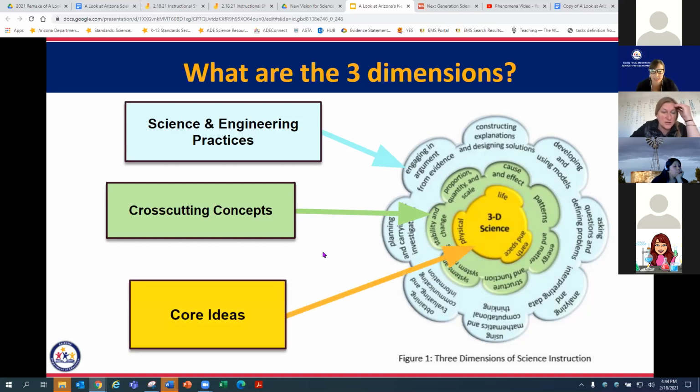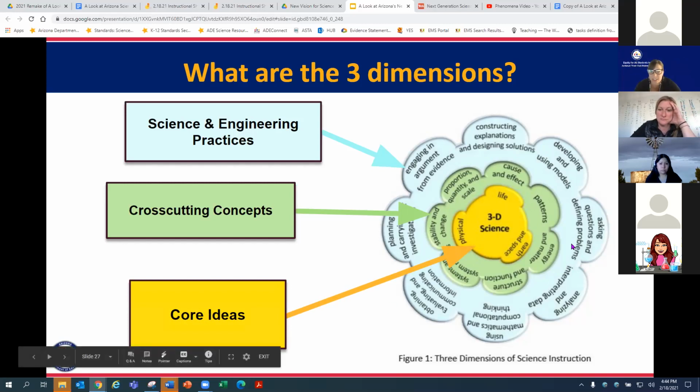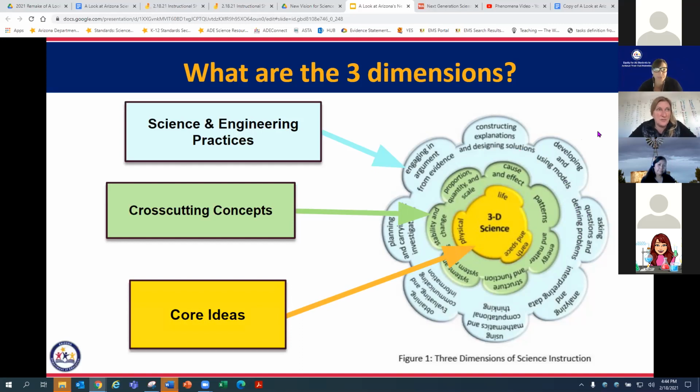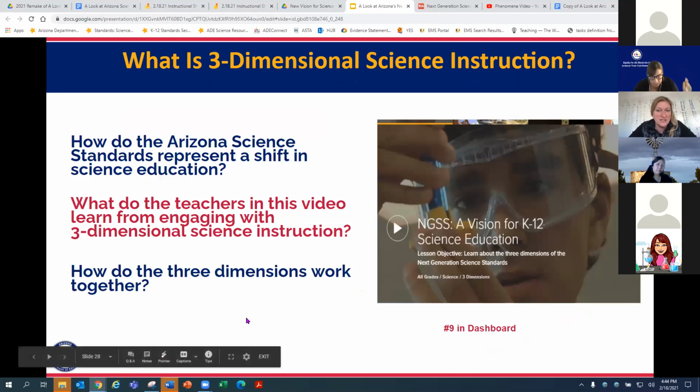And in the yellow section is content. This is called the core ideas, large, broad ideas that fall under physical science, life science, and earth and space science. And to think about where engineering falls in, remember these blue ones are science and engineering practices. So you'll see things like defining problems or designing solutions. Those are engineering.